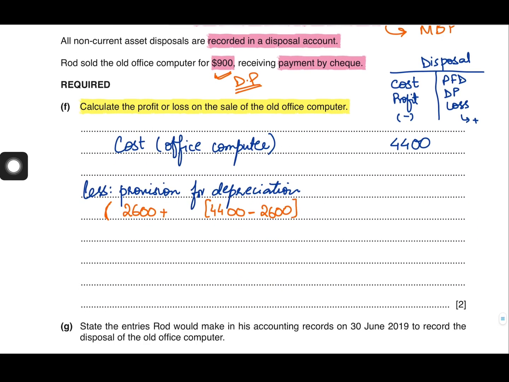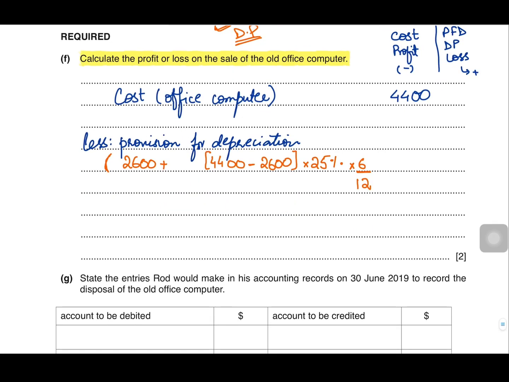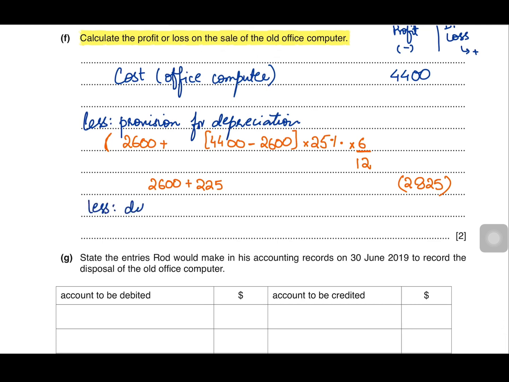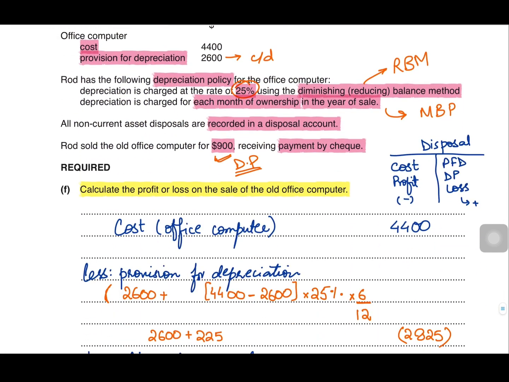Then on that net book value, we will apply the percentage rate, and that is 25%. But please don't forget to prorate this figure as well, as we are only charging depreciation for the first 6 months, from January till June, right? So that would be an additional depreciation charge of $225, right? So 2600 plus 225 is the total depreciation on this non-current asset till the date of its disposal, right? Now what else do we have to subtract? We have to subtract the disposal proceeds as well, and the amount was received through check. What was the value? It was $900.